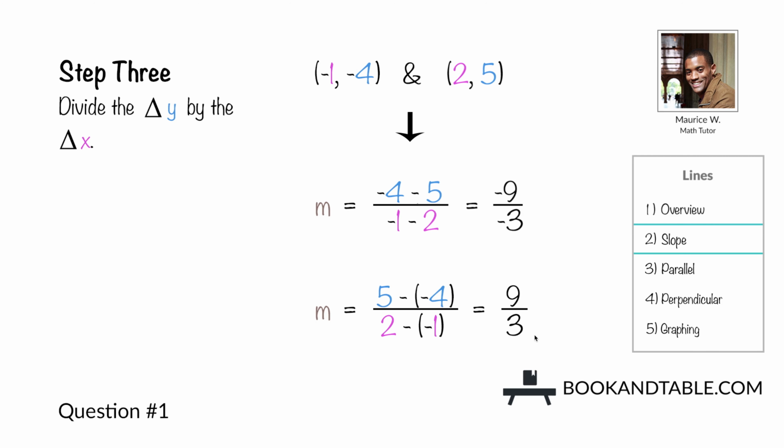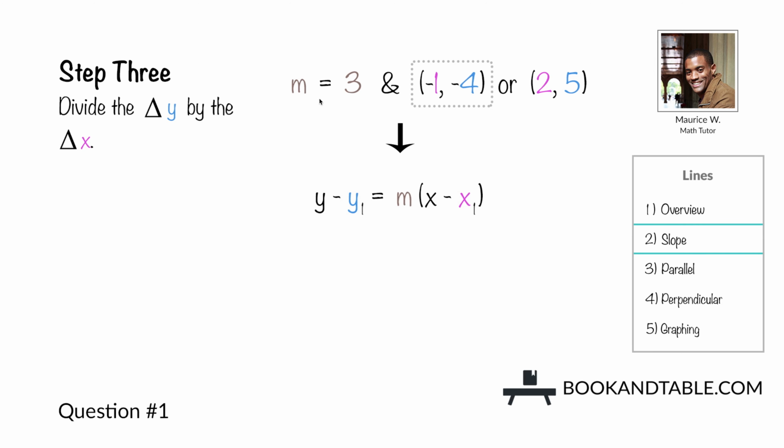So step 3, divide the delta y by the delta x. The delta y is the numerator, delta x is the denominator. So when you divide negative 9 by negative 3, you'll get positive 3. 9 divided by 3 is positive 3. So we see that our slope is equal to positive 3. Now we'll use this slope of positive 3 with either the first point or the second point in the point slope form to calculate the equation of the line.